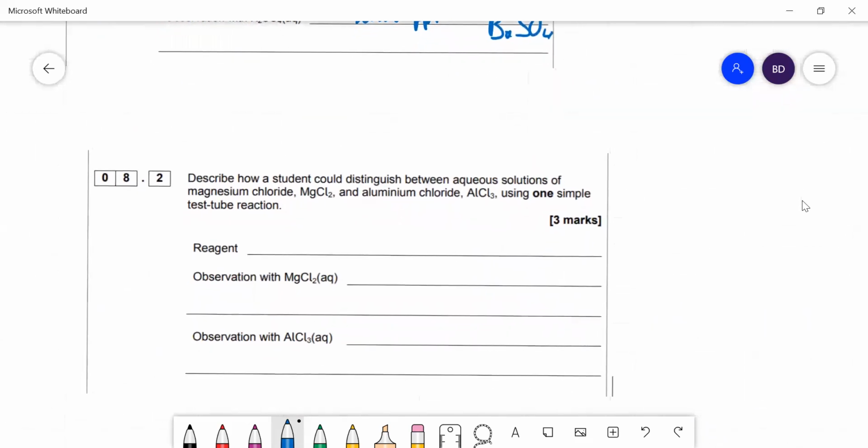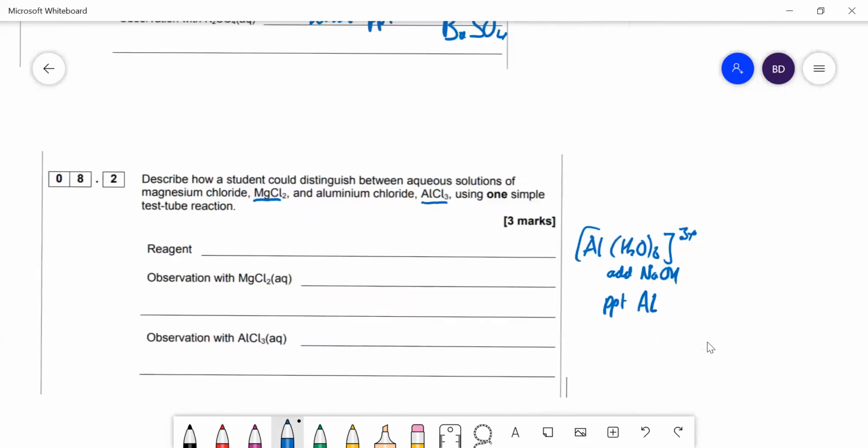How could you distinguish between solutions of magnesium chloride and aluminium chloride using one simple test tube reaction? You can't test for the chloride ion because they both have them. In an aqueous solution of aluminium chloride, you're going to have Al(H2O)6 3+. Now, if you add NaOH to that, first of all, you get a white precipitate of Al(H2O)3(OH)3. So you've removed 3 protons, and there's no charge on that complex.